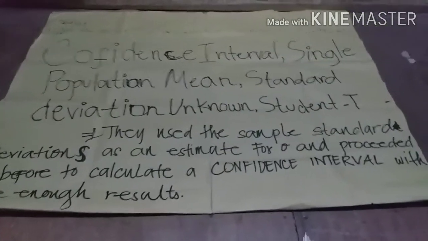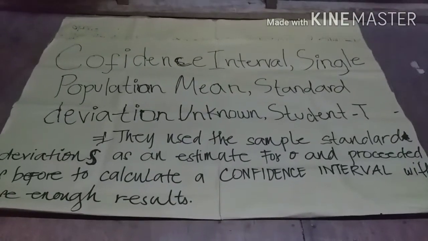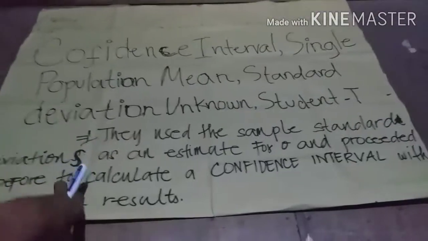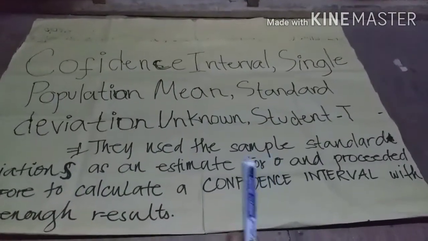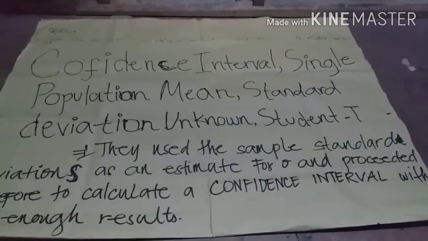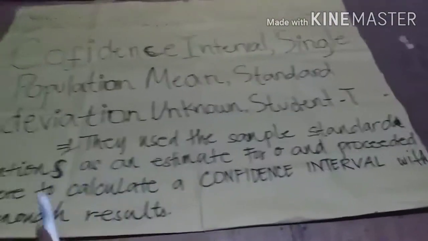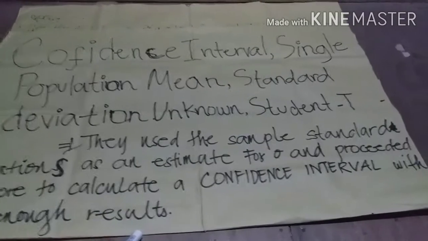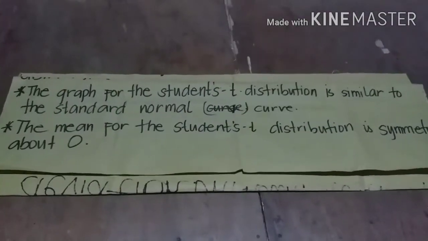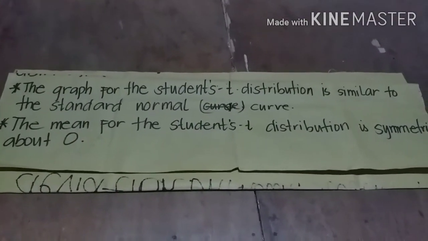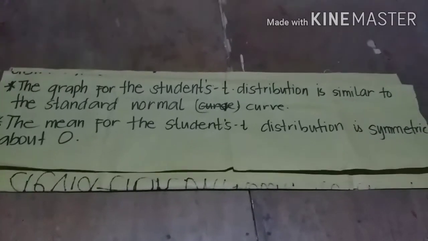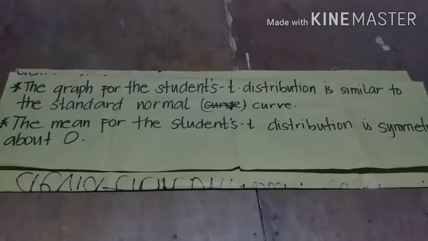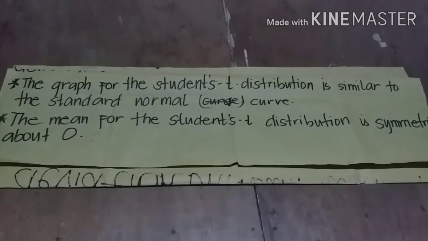So, ano nga ba ito siya? Ang confidence interval daw ay ginagamit yung sample standard deviation S bilang estimate nung population standard deviation. So, para makalkula niya yung confidence interval which is close enough sa kanyang resulta. So, here are the properties of confidence interval, single population mean, standard deviation unknown, student T. So, yung iba, babasahin ko na lang kasi hindi nagkasya dun sa visual aid ko.